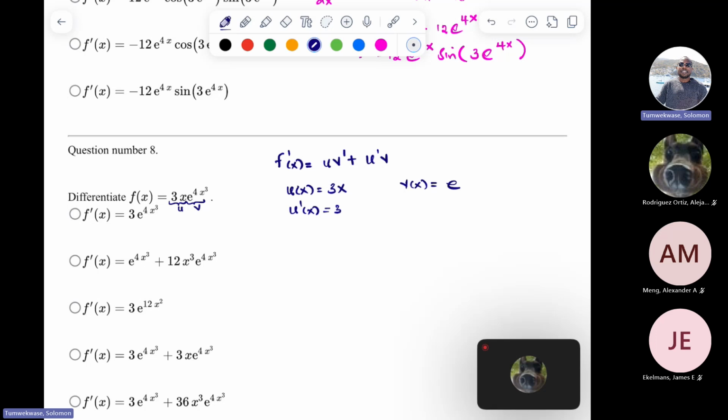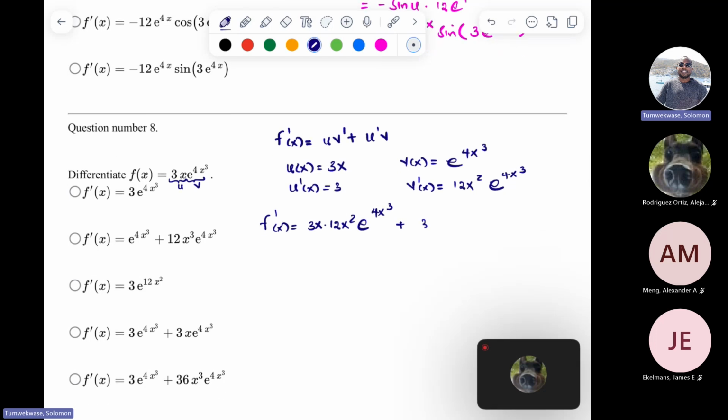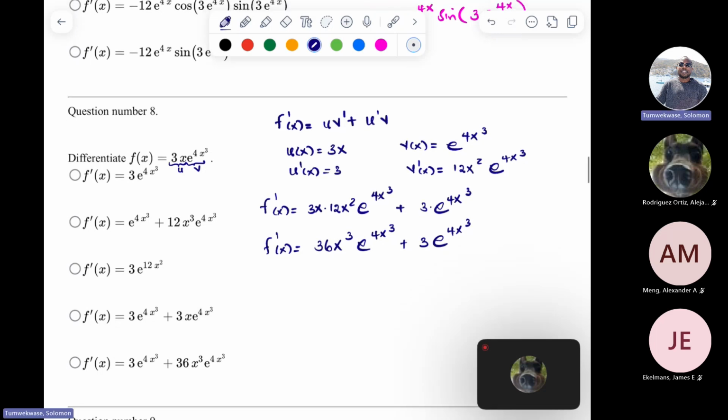We have v of x is e to the 4x cubed. Then we have v prime of x. Once again from chain rule, so you differentiate this guy, which is 12x squared, then times the same guy, e to the 4x cubed. Okay, so by product rule, hold u, which is 3x, differentiate v, which is 12x squared, e to the 4x cubed, then plus differentiate u, which is 3, then times hold v, which is e to the 4x cubed, right? So f prime of x is 36x cubed e to the 4x cubed, plus 3 e to the 4x cubed. And the answer, I can see that the answer is that one there. Okay.